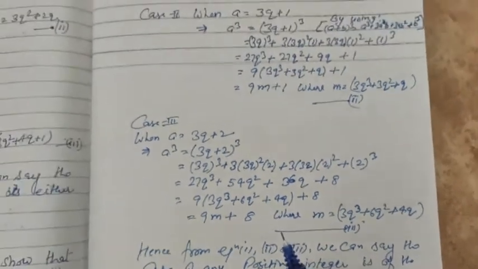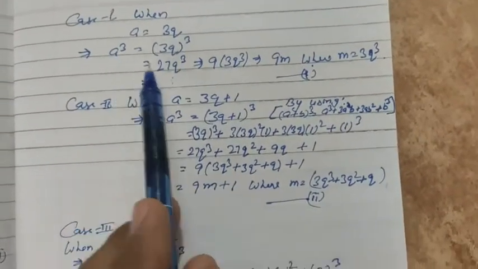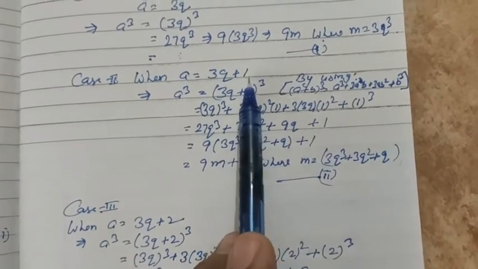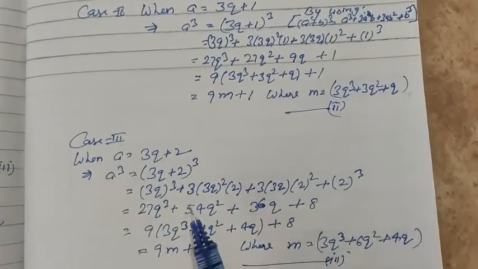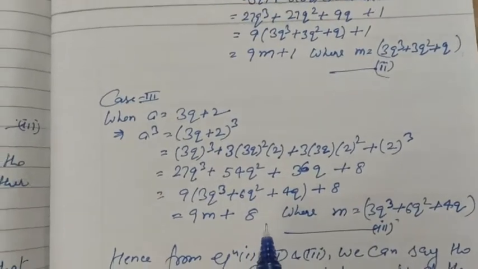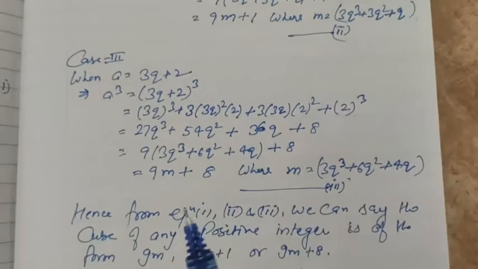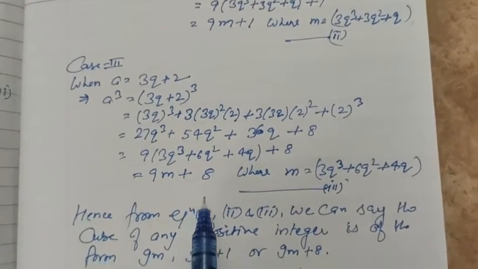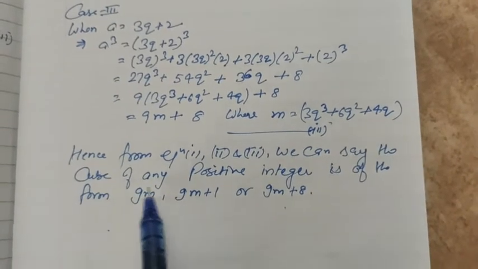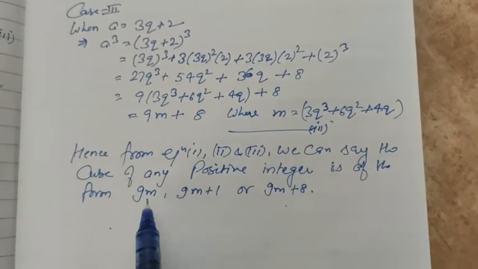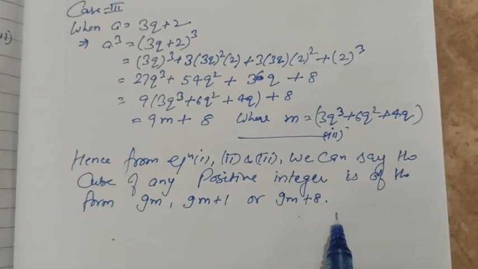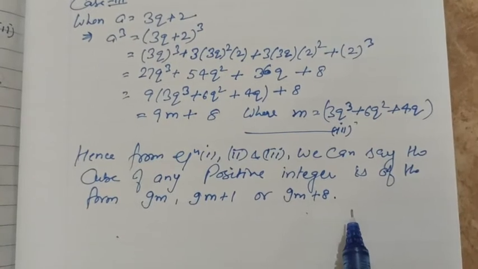So you can see when a equals to 3q, so a cube will be 9m. When a equals to 3q plus 1, then a cube will be 9m plus 1. When a equals to 3q plus 2, then a cube will be 9m plus 8. So we can say cube of any positive integer is in the form of 9m, 9m plus 1 or 9m plus 8. Hence from equation 1, 2 and 3 we can say the cube of any positive integer is of form 9m, 9m plus 1 or 9m plus 8. And this is all about question number 5. So exercise 1.1 has completed.